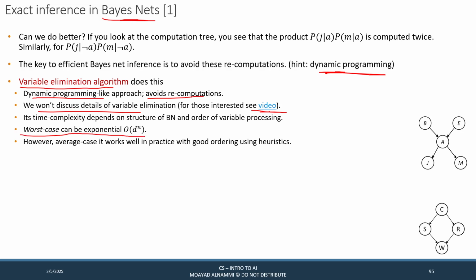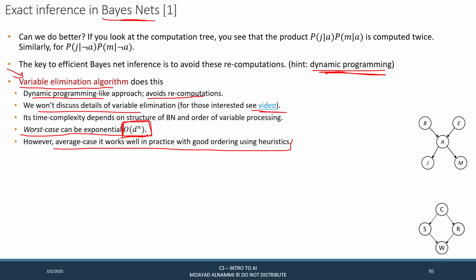The worst case time complexity of exact inference in Bayesian network is O(d^n). There's an algorithm called variable elimination algorithm that is used for exact inference. It is a dynamic programming approach. Its worst case is still O(d^n). However, in practice, it does well. The average case for it works well in practice.